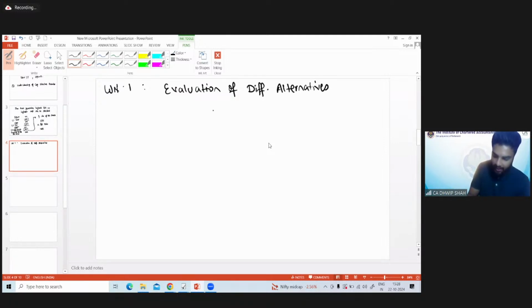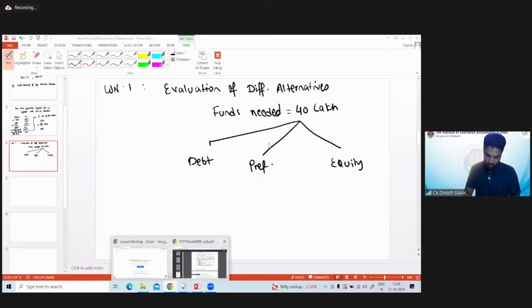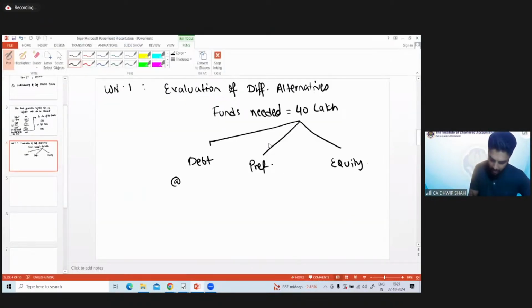How much is the funds needed? Funds needed is 40 lakhs, correct? Everyone? And for that, we have three different alternatives: debt, preference, and equity. Yes or no? Debt is at 12%, preference is at 11%, and equity shares at 16. At 12%, at 11% preference dividend, and at rupees 16 per share.